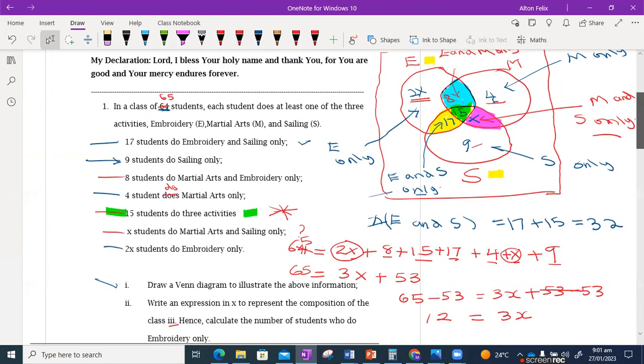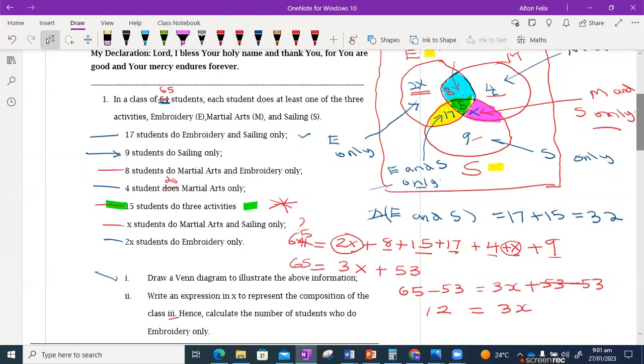Right, don't want to go down too far. Okay, so if we divide both sides by 3, we're going to get x will be 4. So x is 4.